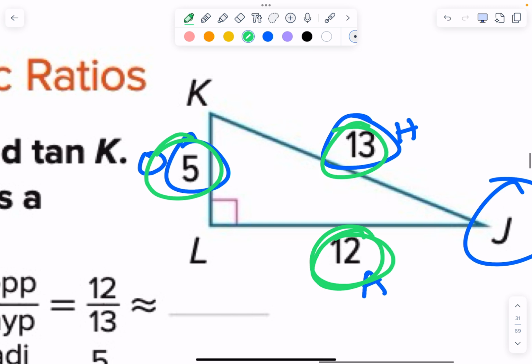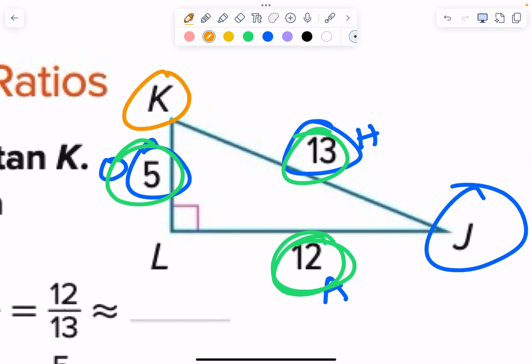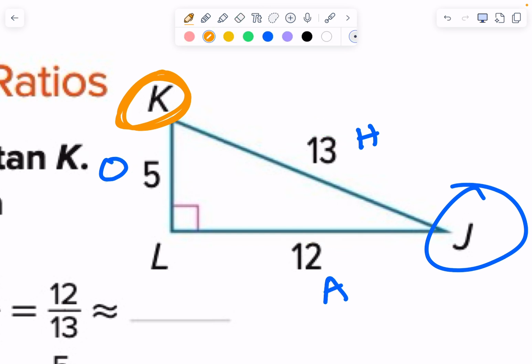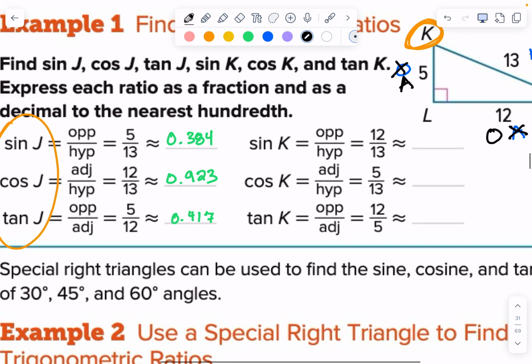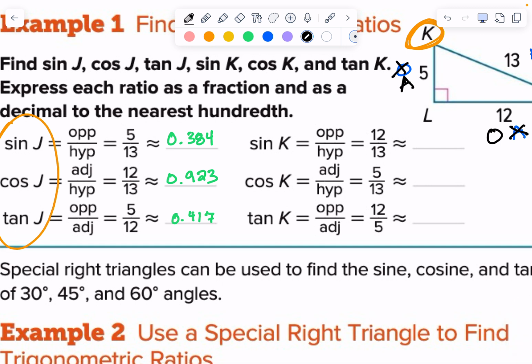All right, now, here's the deal, real quick. If we then change to looking at angle K, what switches? The O and the A. The hypotenuse stays the hypotenuse, but now this is not the adjacent side. Now this is opposite, and this is adjacent, right? So when you're looking at your two angles, sine over here will be the same thing as cosine over there. These two should just switch places with each other. Do you see how that works? Right? So you got kind of the answer.